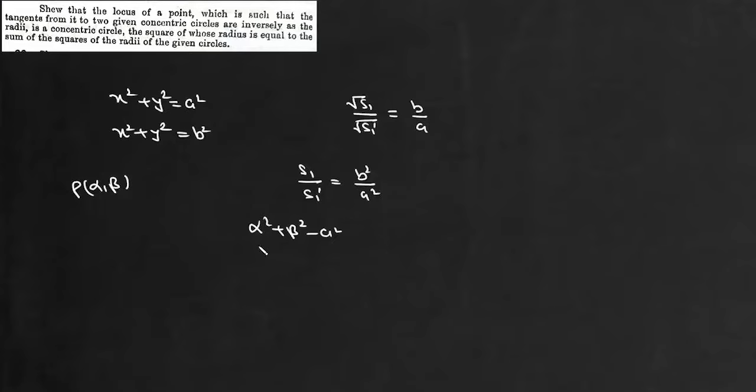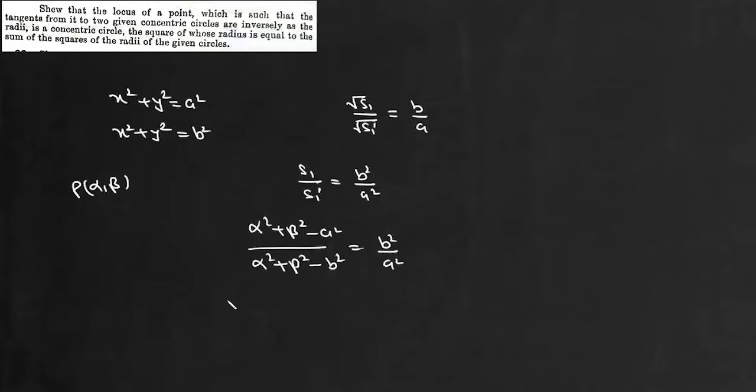Now it says tangents are inversely proportional to their radius. So that means under root s1 upon under root s1 dash will be equal to b upon a, or simply s1 upon s1 dash is equal to b square upon a square. Now s1 is alpha square plus beta square minus a square, where this point P is, say, alpha beta, and s1 dash is alpha square plus beta square minus b square, and that will be equal to b square upon a square.